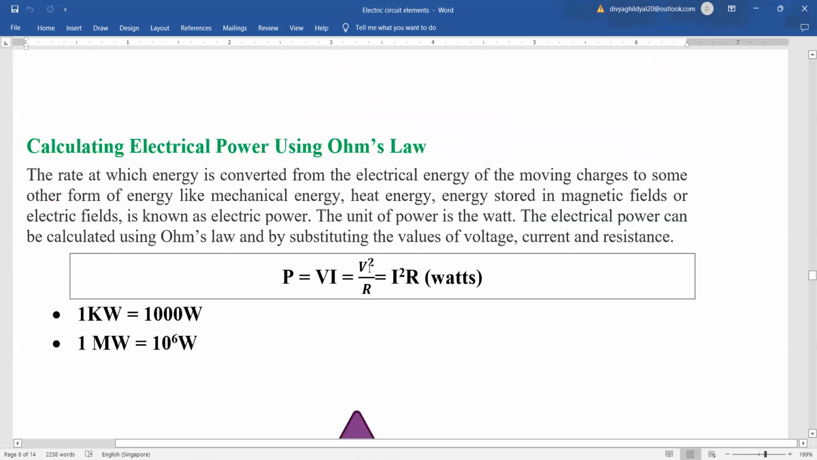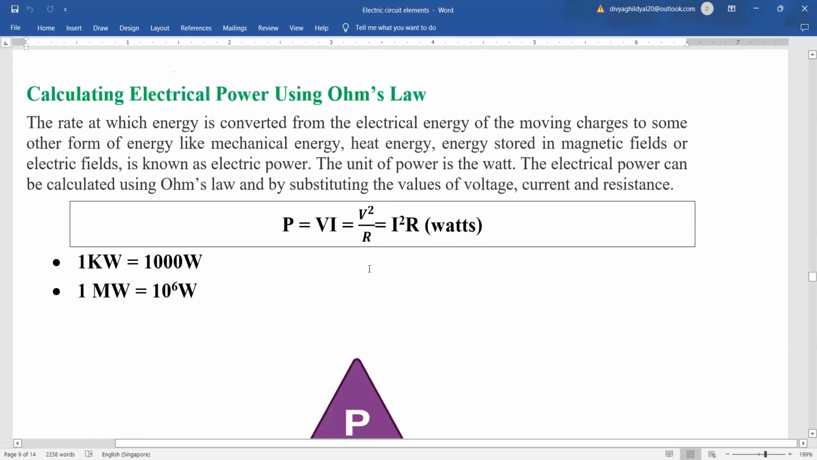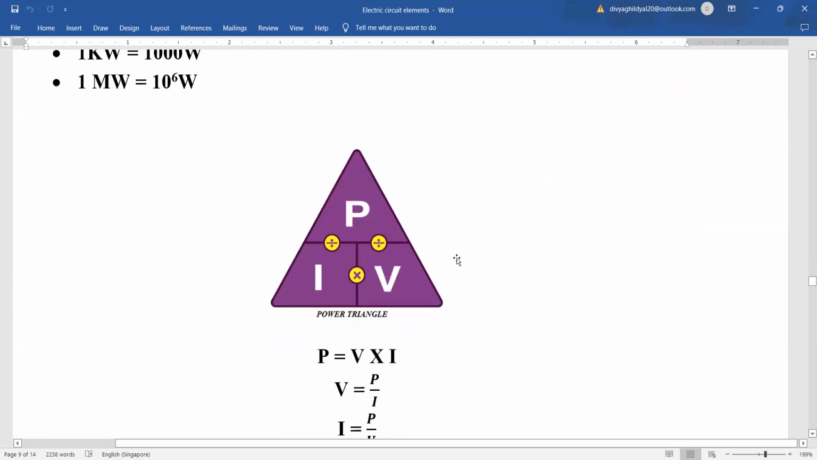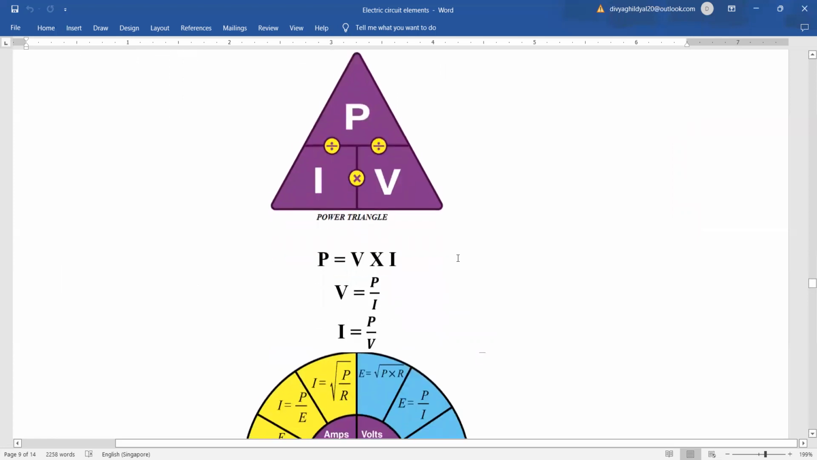Power in Ohm's law: the formula for power is voltage into current, or if I put the value of I from the Ohm's law formula, I get P is equal to V square upon R, or if I put V is equal to IR, then I get the formula as I square R. All these different formulas help me in solving the numericals. The most common unit of power is watt. Other commonly used units are kilowatt, which is 1000 watt, and megawatt, which is 10 to the power of 6 watt.